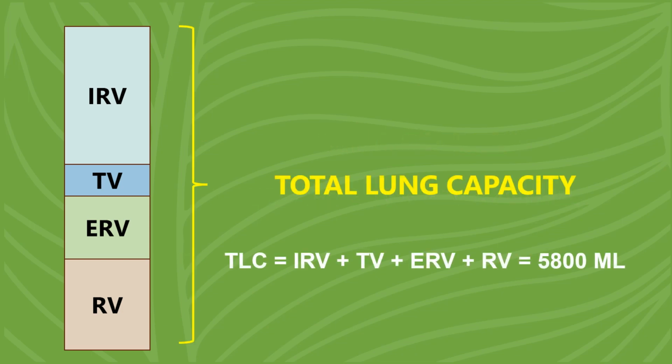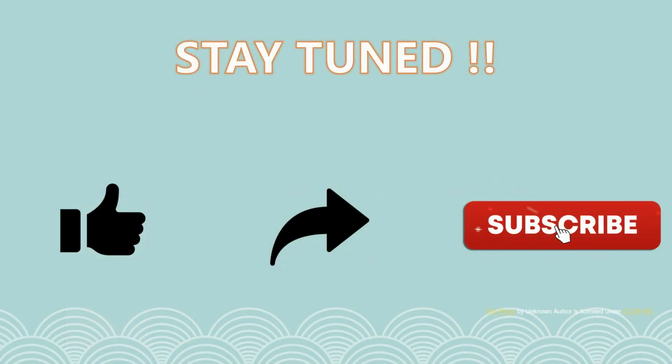The last one is total lung capacity. It is a combination of all the four lung volumes, that is inspiratory reserve volume, expiratory reserve volume, tidal volume, and residual volume, comes to around 5800 milliliter. It is basically the total amount of air that can be filled inside the lungs. So that summarizes the lung volumes and capacities.